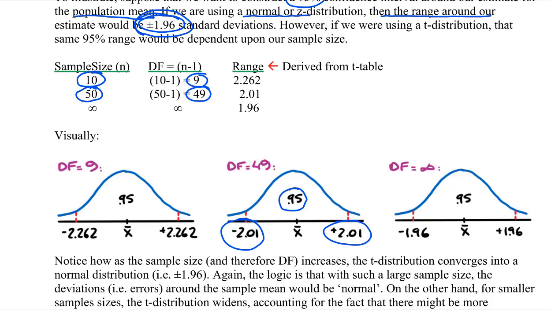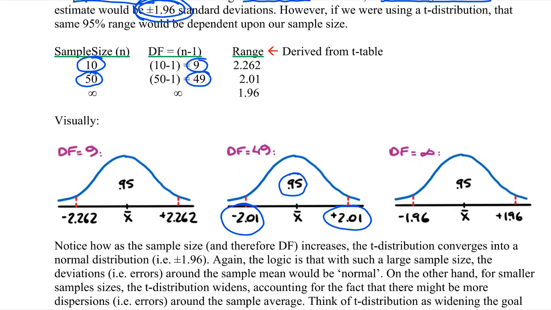So notice for that same 95% confidence interval, as the sample size increases and therefore the degrees of freedom gets higher, now what starts happening is that the confidence interval narrows. And actually that's a good thing, because now it's saying that the uncertainty around the sample mean is getting smaller and smaller because the sample size is getting larger and larger.